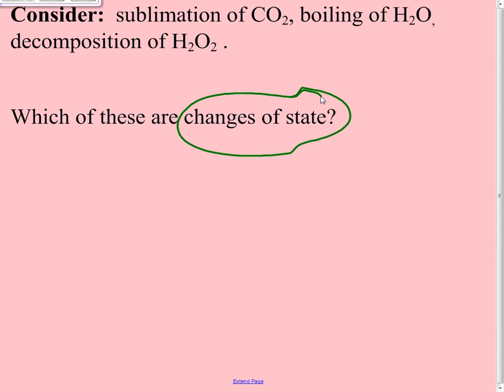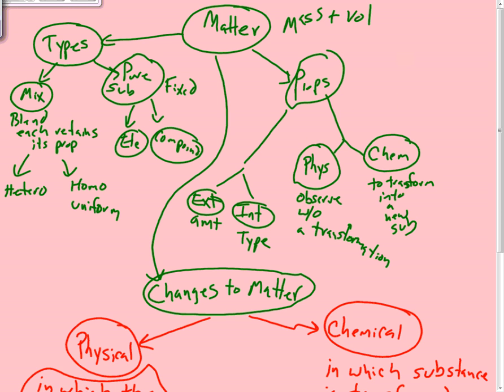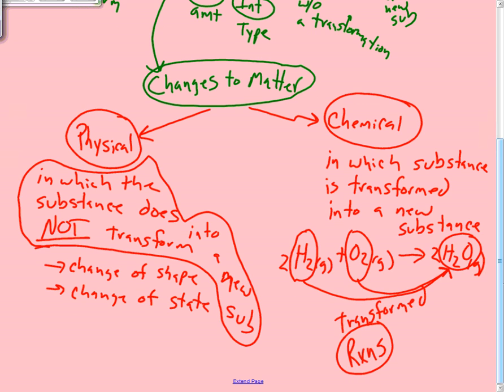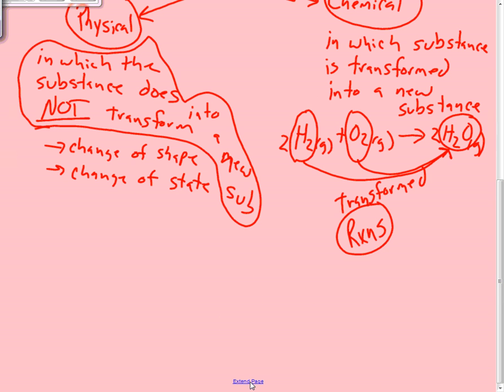Okay, I mentioned changes of state in our beautiful concept map. Changes of state, right here. Changes of state are a type of physical change, and we want to get into those a little bit more detail. I guess the first place to start is, when we talk about states, what do we really mean?